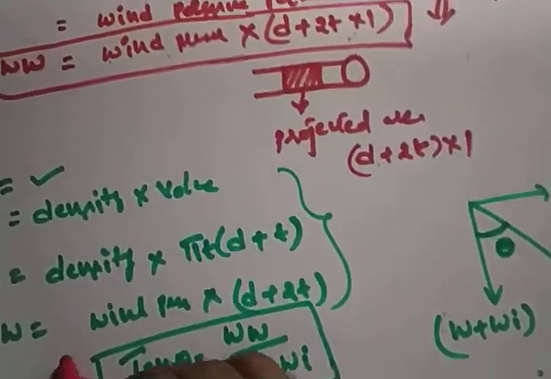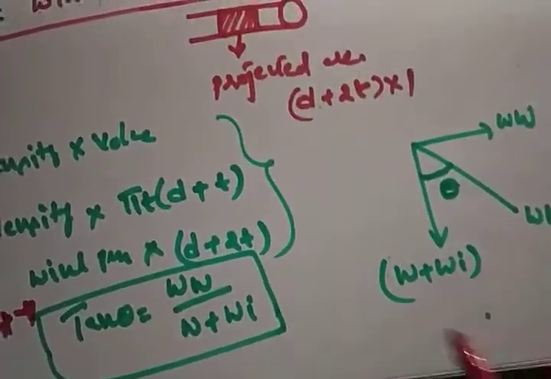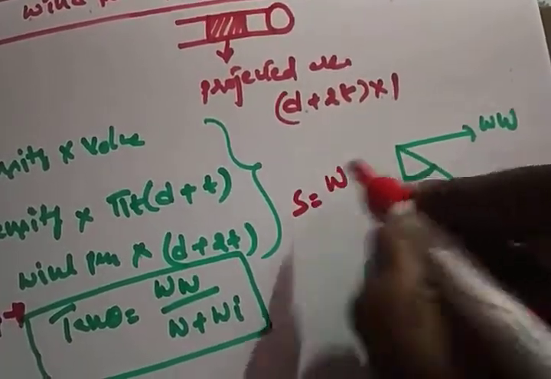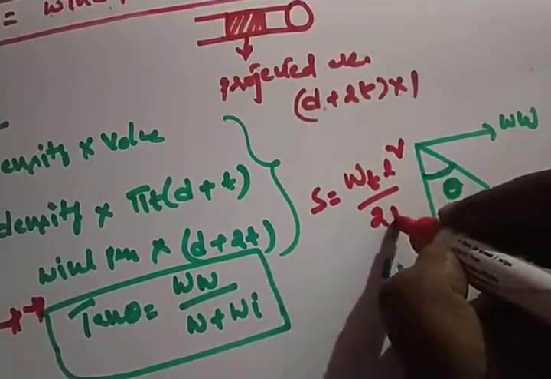Very, very important bit, right? Now what is the sag value? S is equal to total weight into L square by 2T.